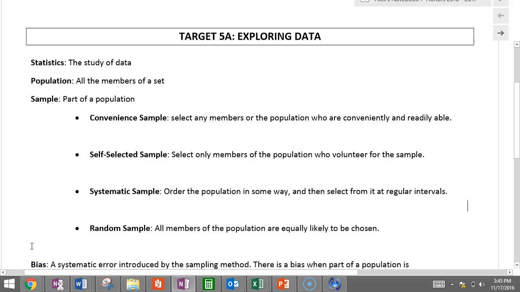Alright guys, today we are going to be looking at our first target in statistics. Statistics is simply the study of data, okay? And statistics is when we study that.